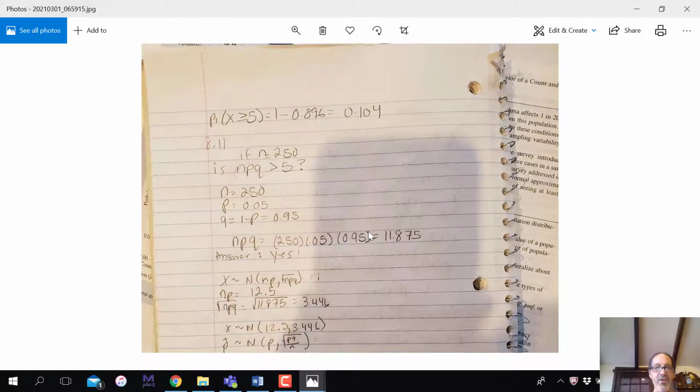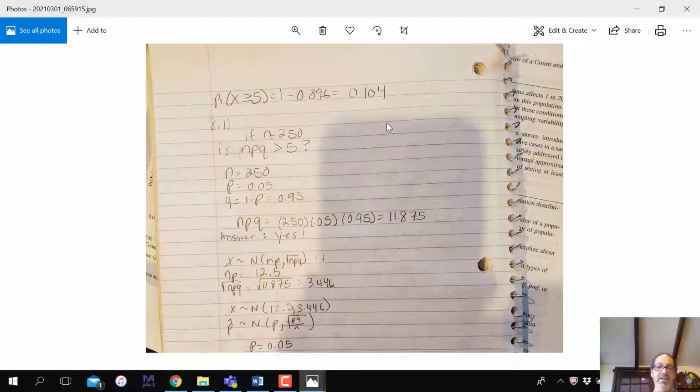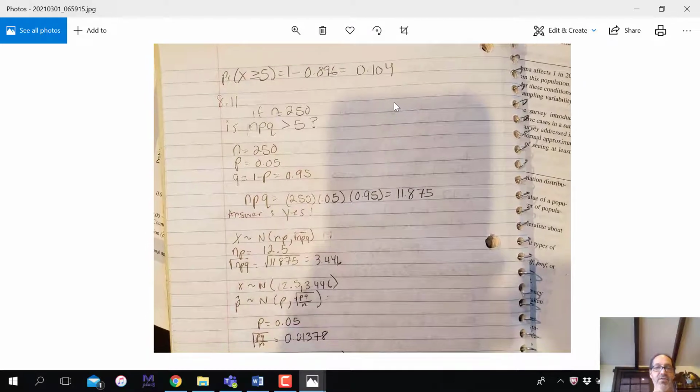Okay, so what's left over? We need the probability that x is greater than or equal to 5. We calculated the probability that x is less than or equal to 4. Since those are complementary, either being greater than or equal to 5 or less than or equal to 4, the probability that x is greater than or equal to 5 is 1 minus 0.896, which is 0.104. As you can see, this is a very cumbersome calculation, and we don't want to have to do that.